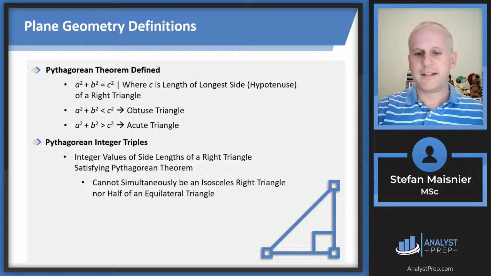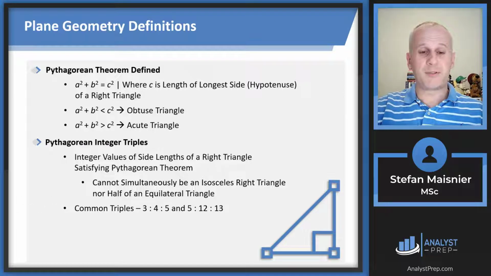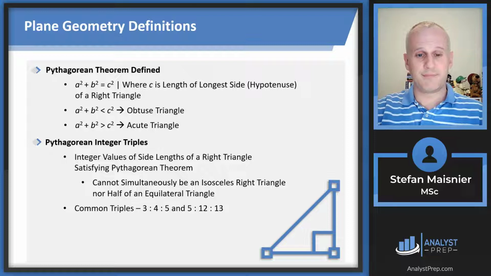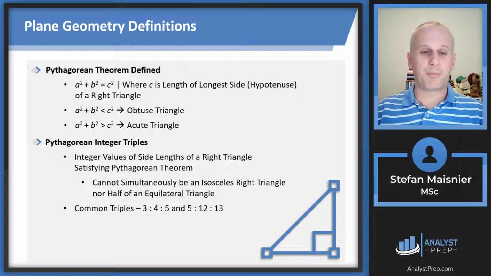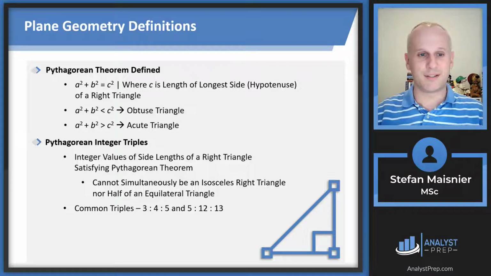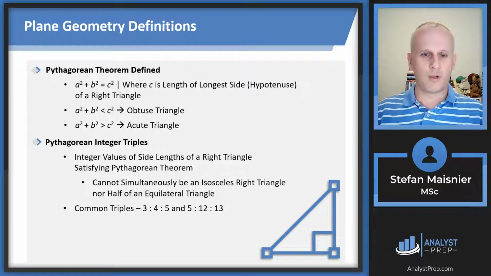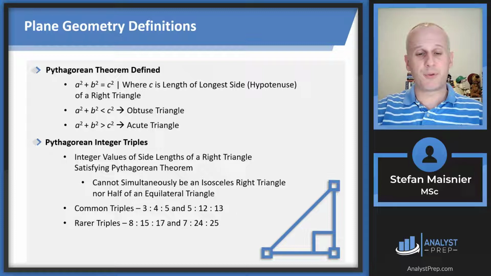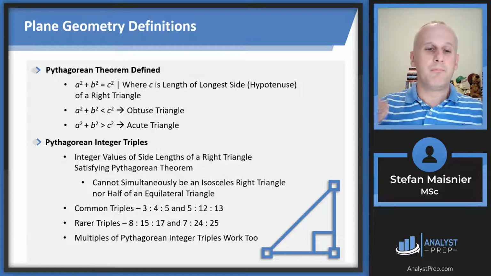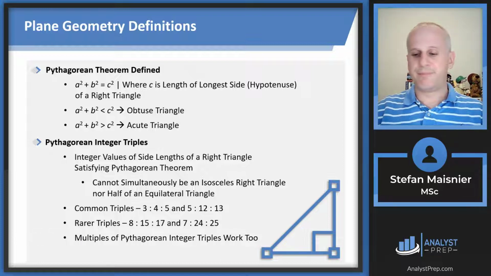So, the most common triples you may recognize: particularly 3, 4, 5, because 3 squared, 9, plus 4 squared, 16, is 25, which is 5 squared. Also, you'll probably want to commit to memory 5, 12, and 13, because 25 plus 144 is, in fact, going to be 169. There are some rarer triples that you may want to commit to memory as well, 8, 15, 17, and 7, 24, 25. Multiples of these integer triples will work too.